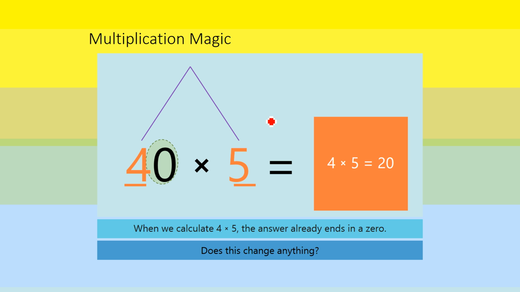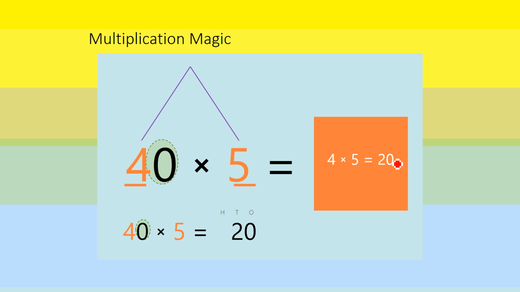Let's have a look at this one. This one could be a bit puzzling because when we multiply 4 times 5, it equals 20 and the answer already ends in a 0. Do you think that might change anything? We're going to move our digits one place to the left because we've got that extra 0 there, haven't we? We need to make sure we put it back. So 4 times 5 equals 20, which means 40 times 5 must equal 200. That 0 rule still applies, making sure we move our digits one place to the left to show that it is indeed a multiple of 10.